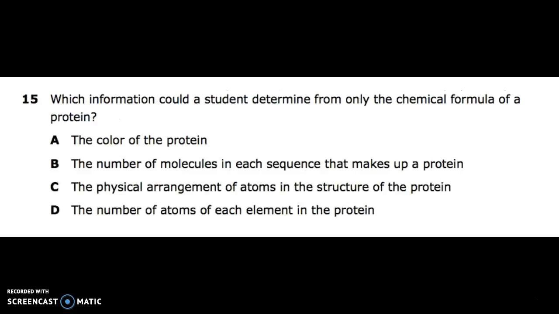Number 15, which information could a student determine from only the chemical formula of a protein? A, the color of the protein. B, the number of molecules in each sequence that make up a protein. C, the physical arrangements of atoms in the structure of the protein. D, the number of atoms of each element in the protein.